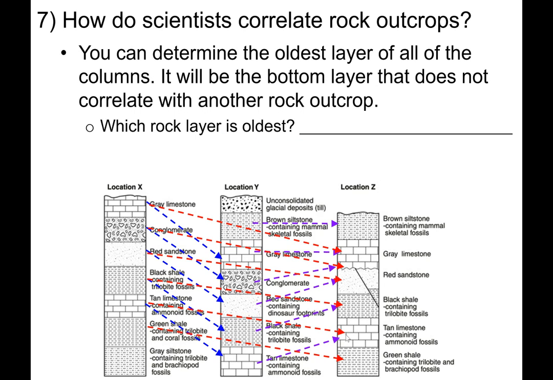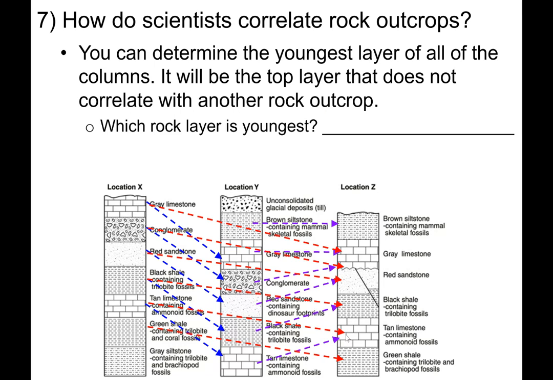Now, which rock layer is the oldest? It's going to be the one at the bottom. At the bottom, we see the tan limestone. We see the gray siltstone in X. We see the location Y. We see the tan limestone. And then in Z, we see the green shale. But the tan limestone and green shale are not the lowest when we compare it to X. At the bottom of X, we have a layer that's not matched. That's that gray siltstone. So that's going to be our oldest rock.